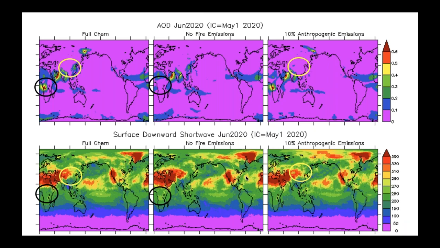So here is a look at the AOD for the second month of integration on the upper row, compared to the surface downward shortwave in the bottom row. We focus on a few domains, South Africa as well as East Asia. We see that the AOD is reduced to some extent in the no fire case compared to the full CAM, as well as in the 10% anthropogenic emission case. However, the reaction from the surface downward shortwave has some reduction, but not as much as we had expected. Here is the no fire case over Central and South Africa, as well as East Asia in the case of anthropogenic emission reduction.